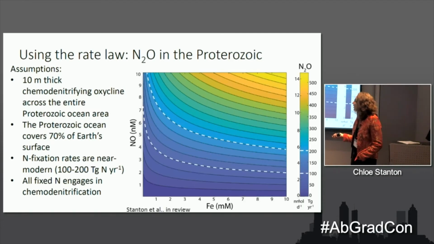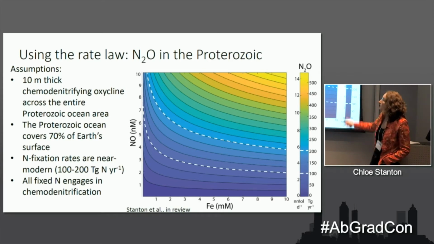So using our rate law, we've made this figure here. We have the nitric oxide concentration, the first reactant, on the y-axis, then iron, the second reactant, on the x-axis, and then the contours represent the flux of N2O that you can get out using our rate law. The dashed lines represent this nitrogen fixation rate of 100 to 200 teragrams. And given these dashed lines, we would assume that this could happen in environments with low nanomolar NO and low millimolar iron, which we think could have been possible in the Proterozoic based on our previous studies.